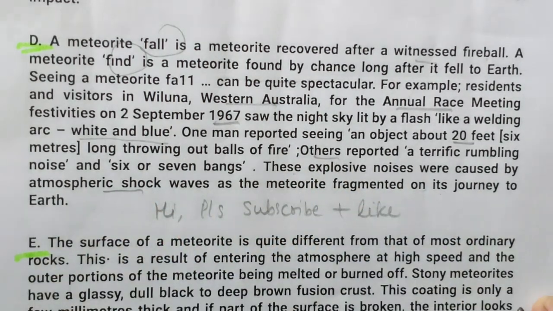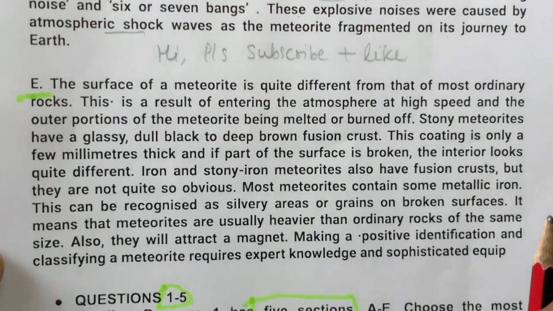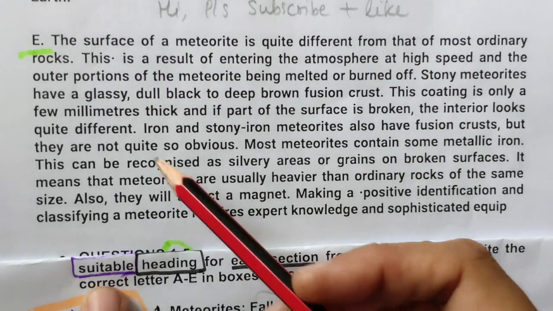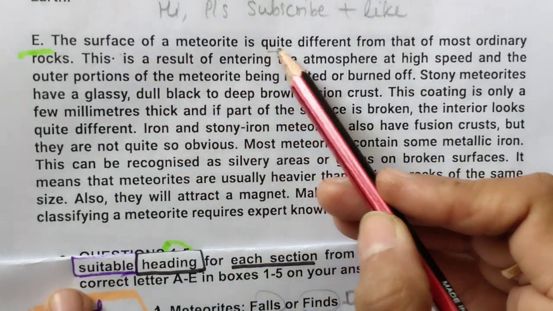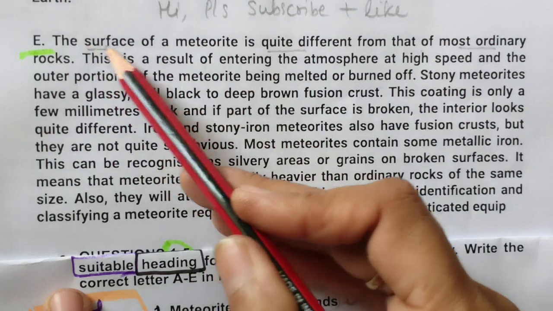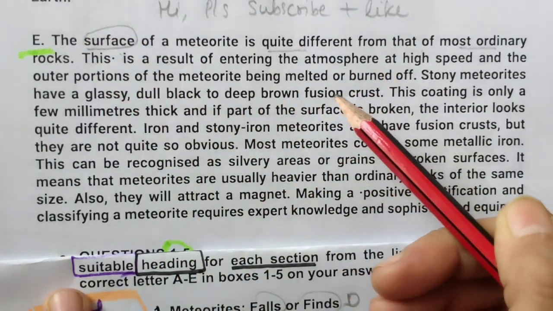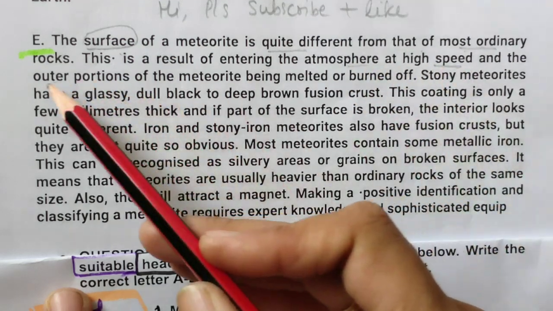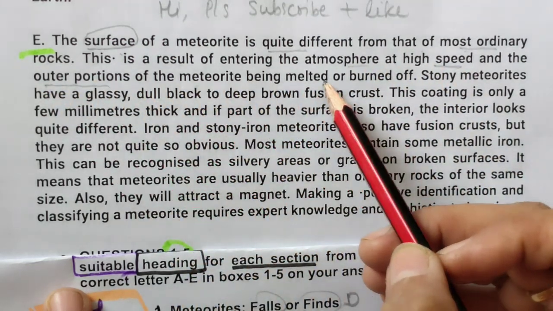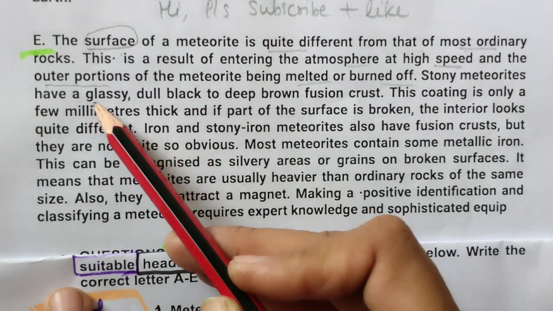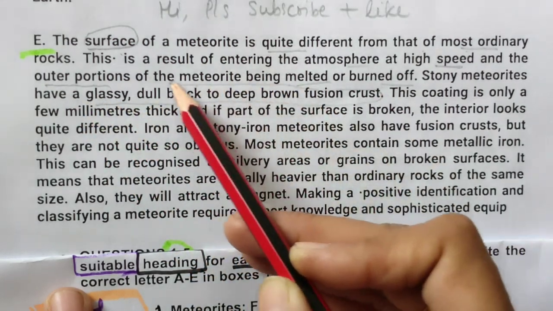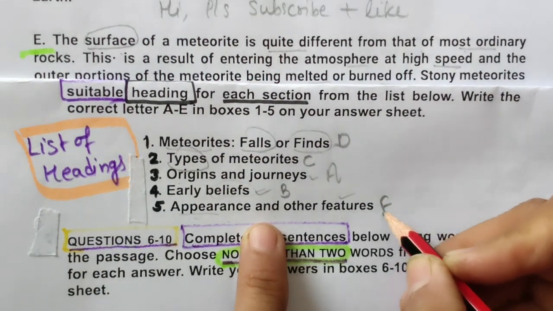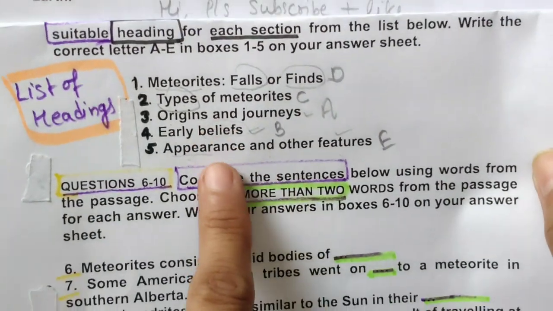Now E paragraph. I can show you the E paragraph, but believe me, it's so easy, this reading will not come in your actual exam, but for practice we can do it. The surface of a meteorite is quite different from that of ordinary rocks, meaning the outer appearance of most ordinary rocks. This is the result of entering the atmosphere at high speed and the outer portion of the meteorite being melted or burned off. Stony, heavy, glassy, dull. So these are all physical features. So the last one is left. This is E paragraph. Now this is too simple, we have done it.